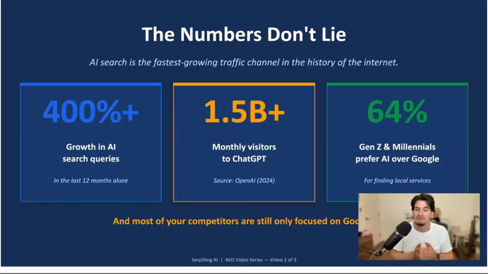Okay, especially for finding local services, it is starting to be mass adopted by the younger generation, and they are keeping up with AI, and the shift is only going to get more and more towards AI. And most of your competitors are also still only focused on Google, okay, when they should be focused on both and be focused heavily on making sure they are one of the first ones to optimize for AEO as well.